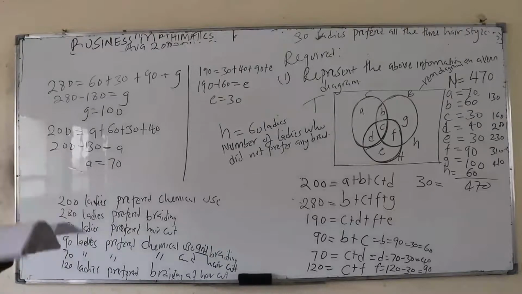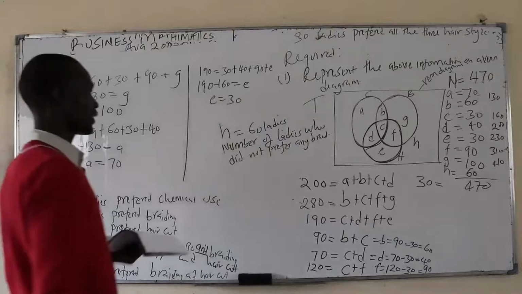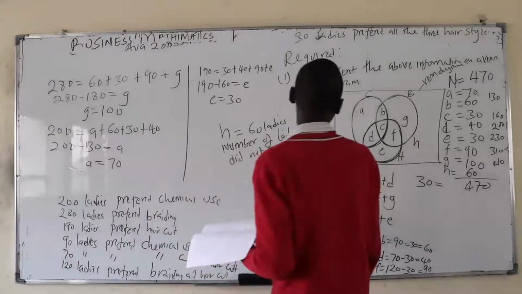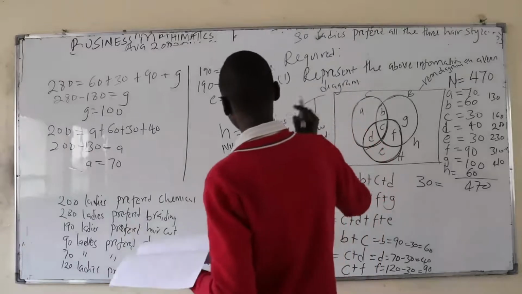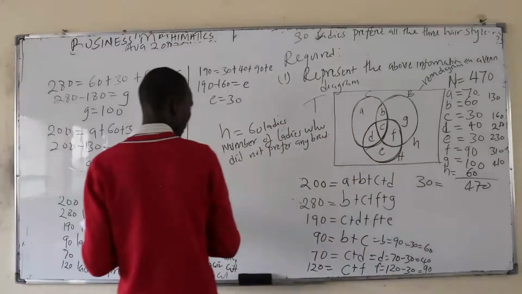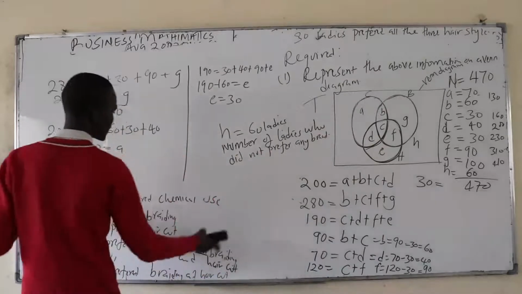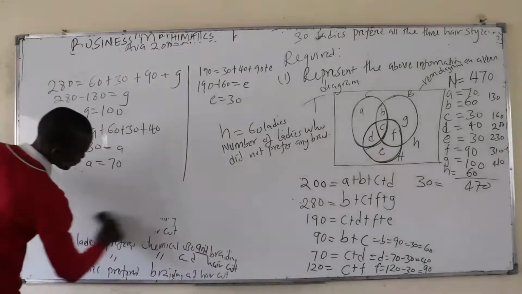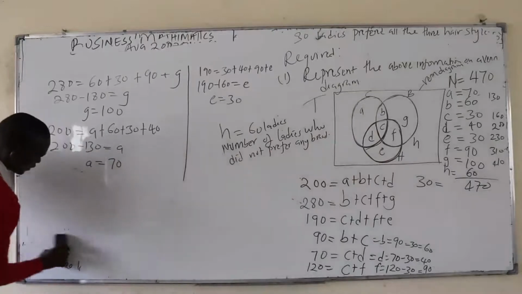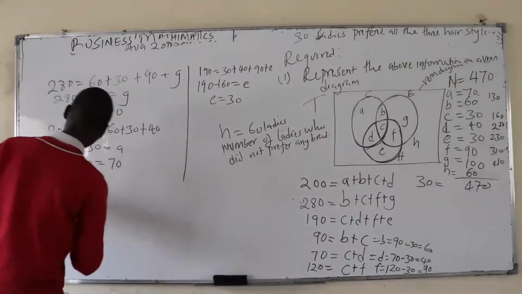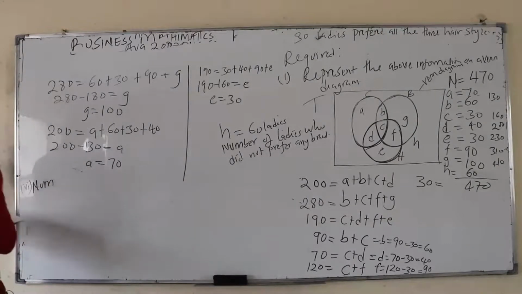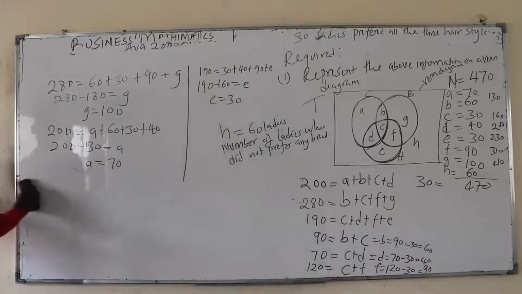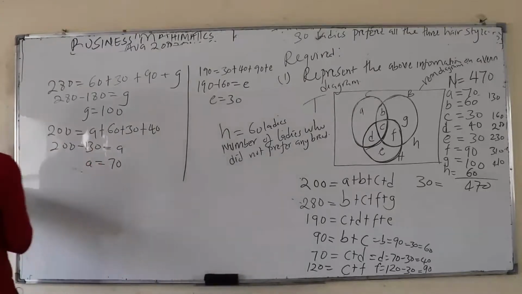So if you add all this, they must give you H is equal to 0, because there was no lady who did not prefer any brand. All of them prefer the brand. So if you add all this, they must give you 470. Please try to add and then you see. So this is how you present the information on a Venn diagram. Then we'll show the examiner this Venn diagram.